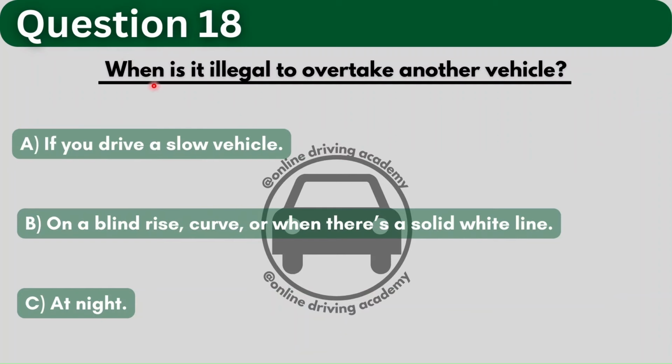Question 18. When is it illegal to overtake another vehicle? Is it option A, if you drive a slow vehicle? Is it option B, on a blind rise, curve, or when there's a solid white line? Or is it option C, at night? Correct answer here would be option B.